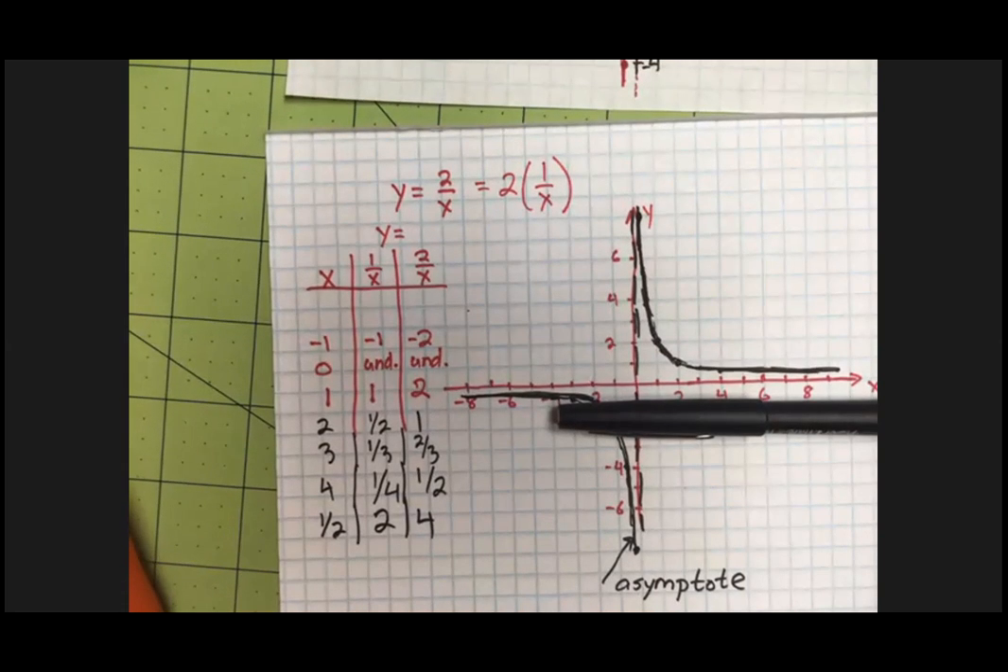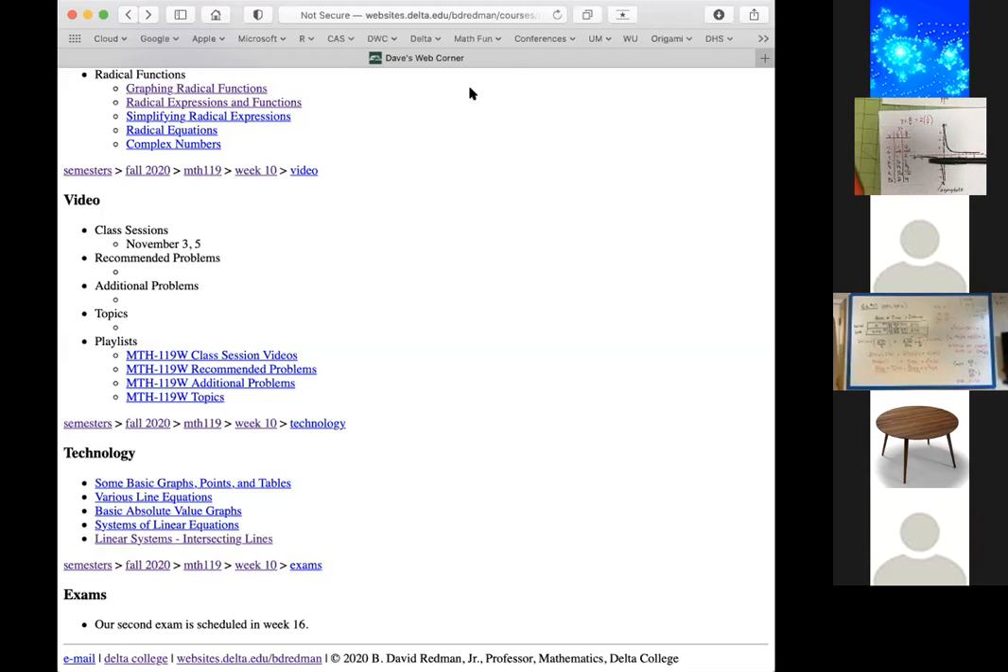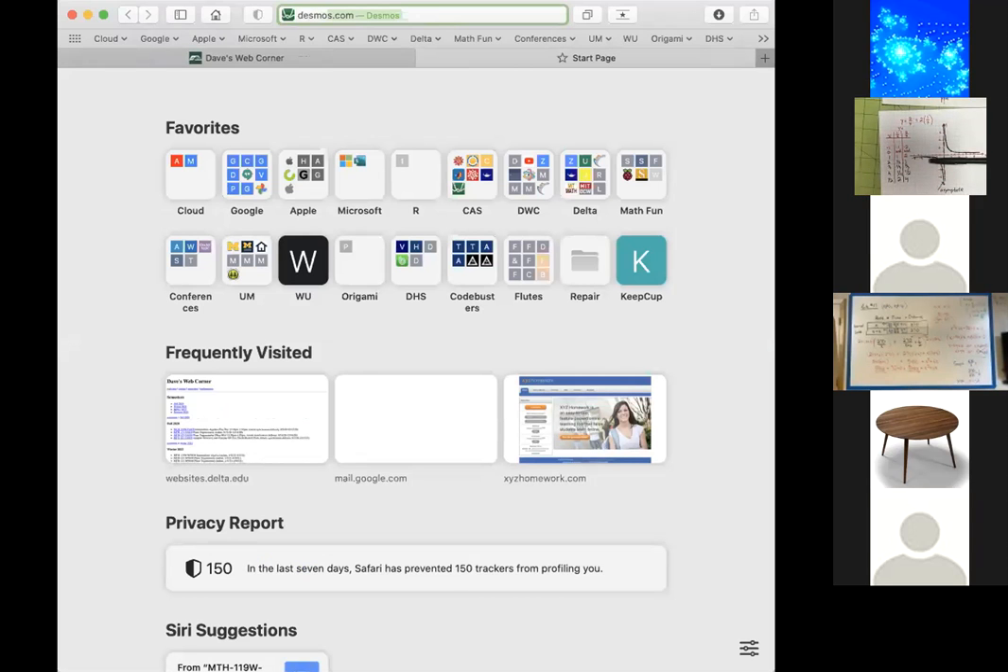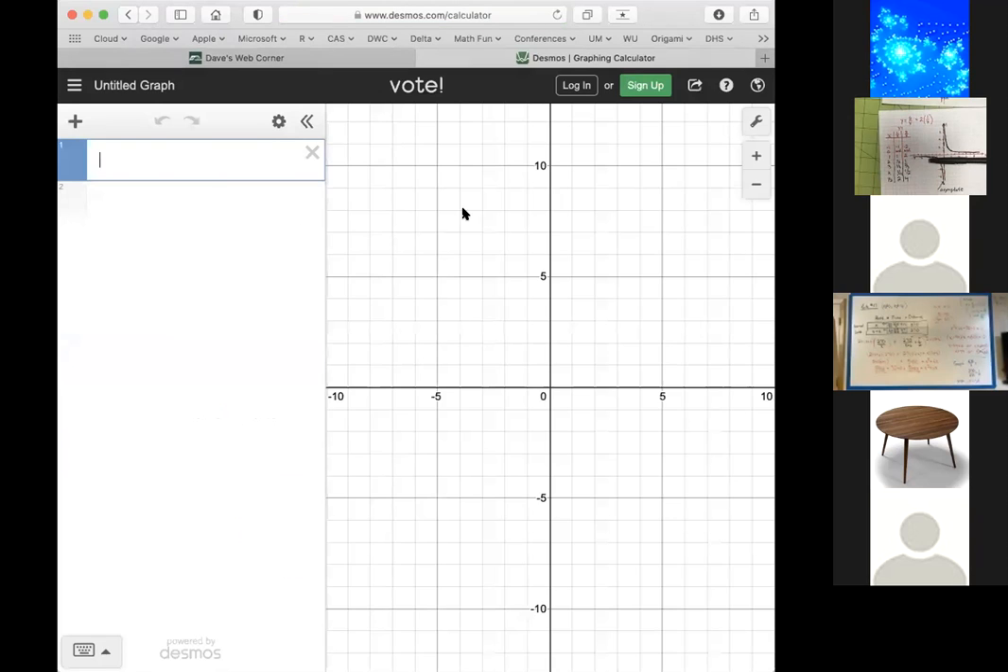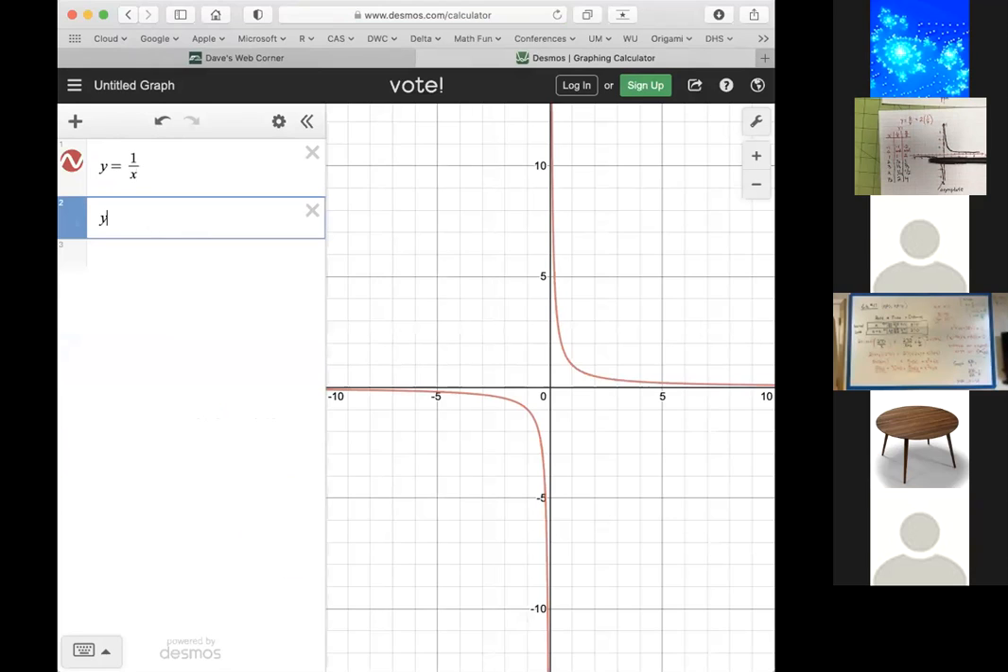So I'm going to pop over to Desmos, just so I can type them on the same screen. Okay, let me get that situated nicely. I'm not going to log in right now. I'm just going to use it. Y equals 1 over x. Y equals 2 over x.